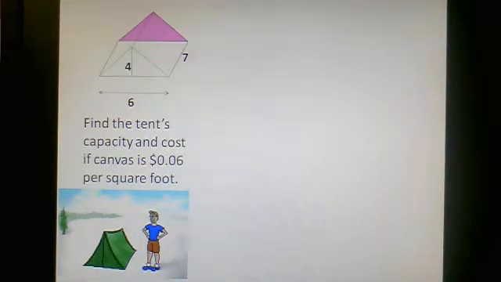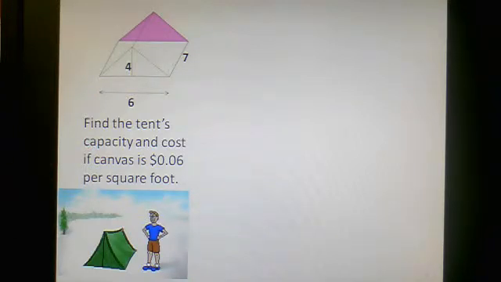So I'm back, and as you're looking at this problem, if you're in period 1, you can just fast forward and jump to the next one. If you're in period 3, 4, you probably want to take your time and do this one. Capacity is asking for volume.